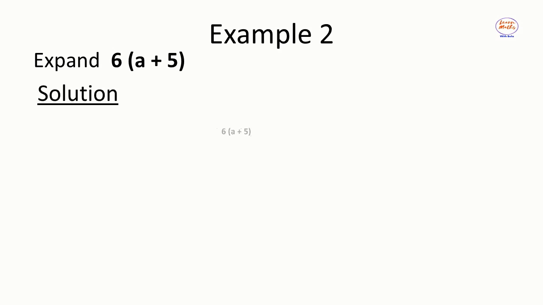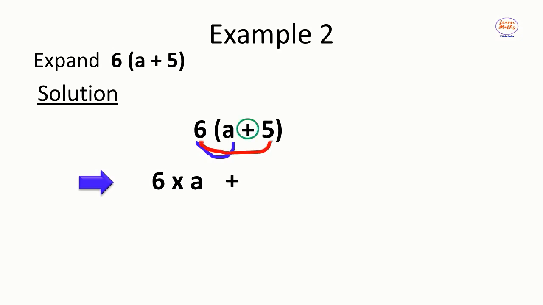Simple and easy. So you have 6 times a plus 5 times 6, or 6 times 5. Remember that multiplication is commutative. You can swap them. So we have 6 times a is 6a plus 30. So this is another simple expression solved in a twinkle of an eye.